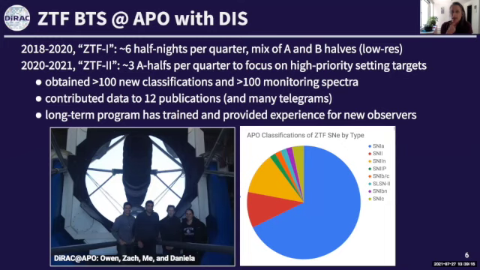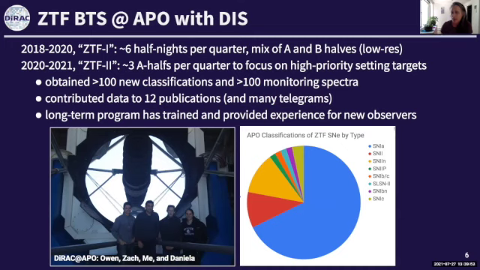Over the last couple of years since 2018, we've obtained more than 100 new classifications and 100 monitoring spectra of transients from the ZTF. Overall, we've managed to contribute data to 12 publications and many, many more telegrams, which are basically little unrefereed publications that are how the time domain community communicates with each other about spectroscopic classifications. And we've used this long-term program to train and provide experience for new observers as well. So down at the bottom here, you can see our team on our training run back in 2017.